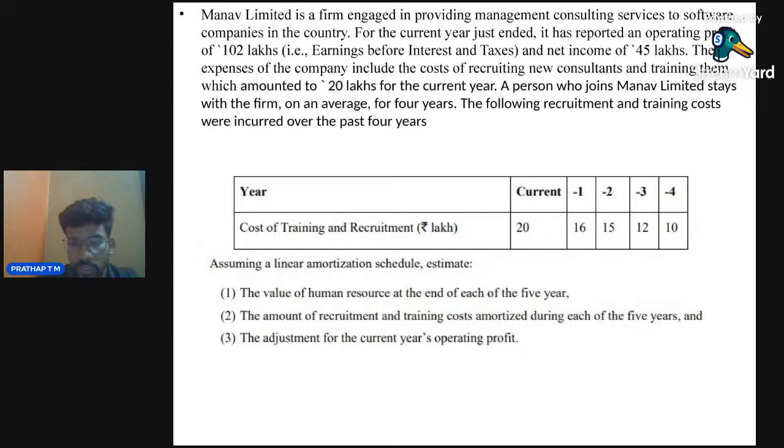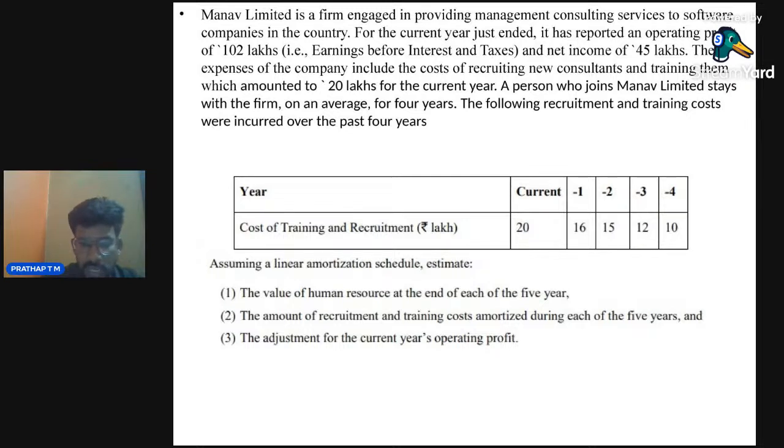13 lakh, your present cost which you have entered, that is 20 lakh. Present cost, right? So present cost is 20 lakh. The current year cost. So put together the value becomes 1 crore 22 lakh, right? 1 crore 22 lakh. Then what you have to do?